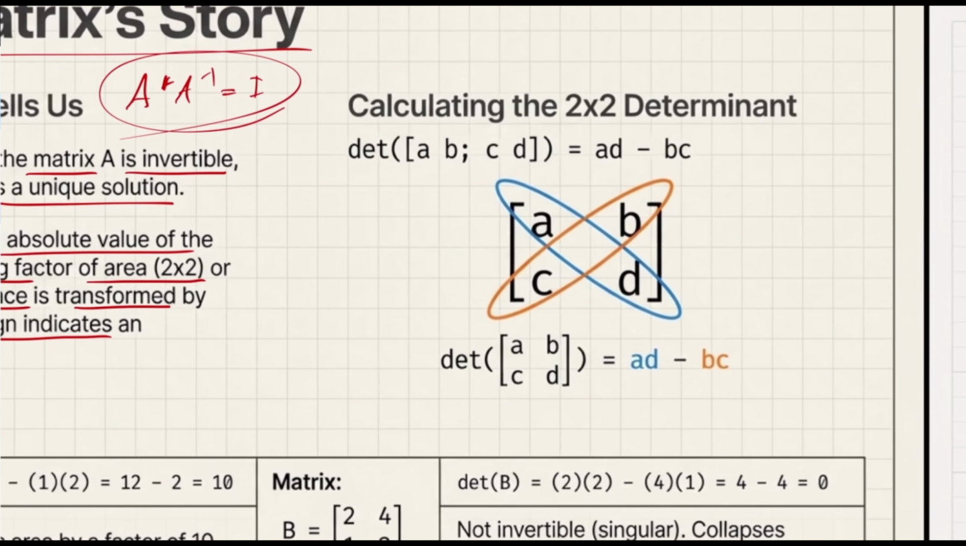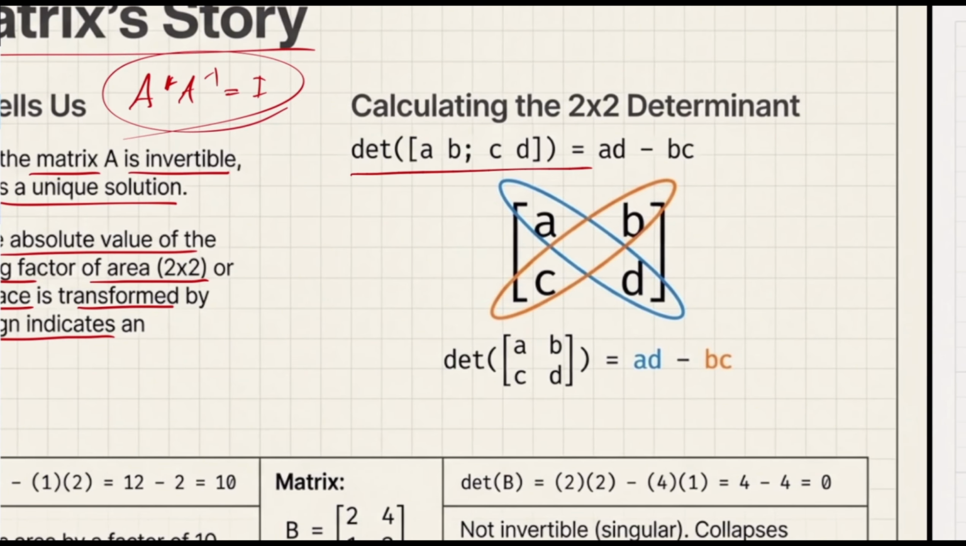So the very first thing is how we can calculate that. The determinant of the matrix with entries A, B, C and D is A times D subtracted by B times C.